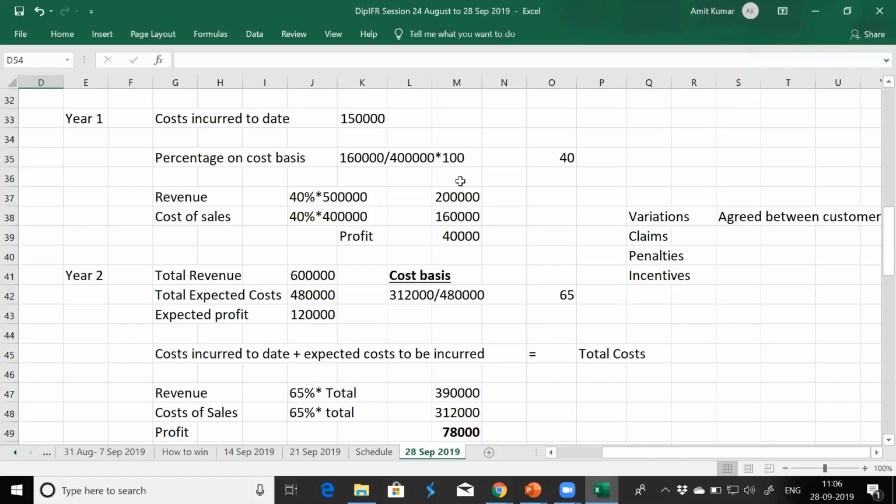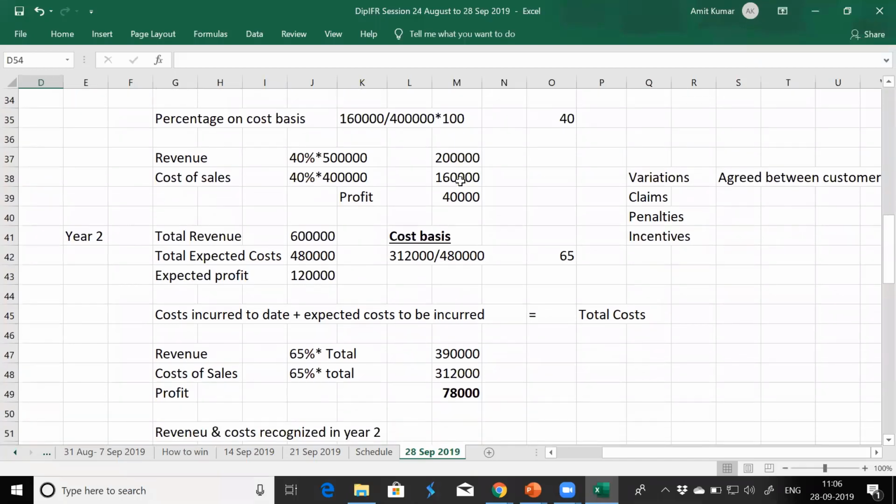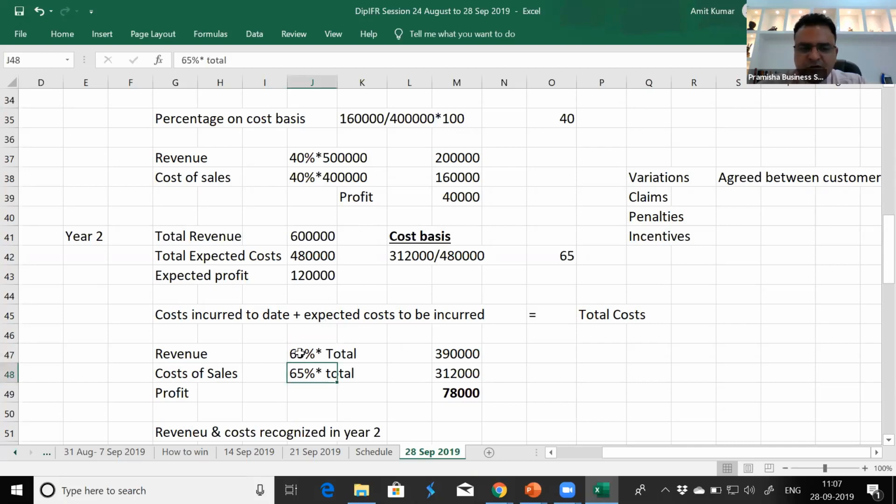So that means in year 2, the total revenue and total expected cost is till date, not for the year. Not for the year. It's always till date. That is the reason I was stressing the point that it will always be on the total, 65% of total. Okay. The reason being it can change.